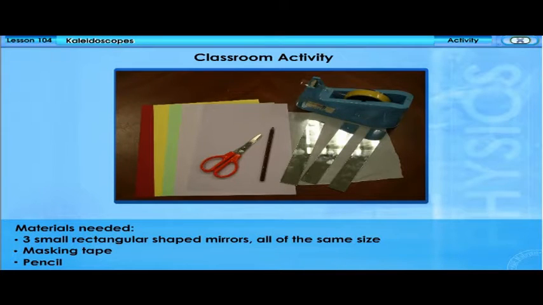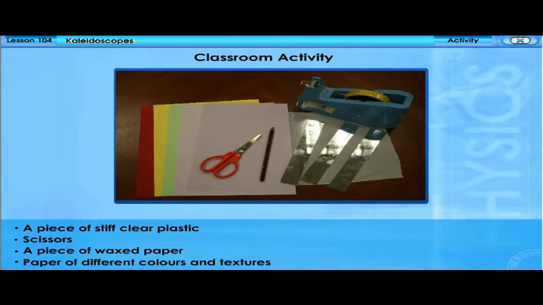Materials required for the activity: 3 small rectangular-shaped mirrors, all of the same size. Masking tape. Pencil. A piece of stiff, clear plastic. Scissors. A piece of waxed paper. Paper of different colors and textures.